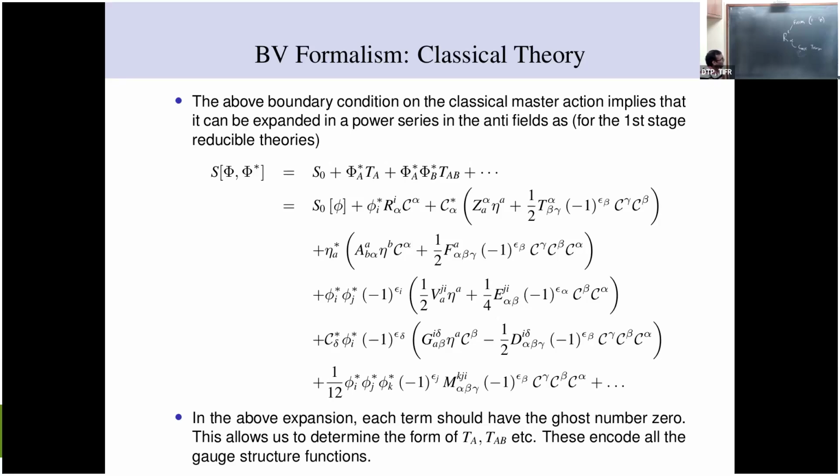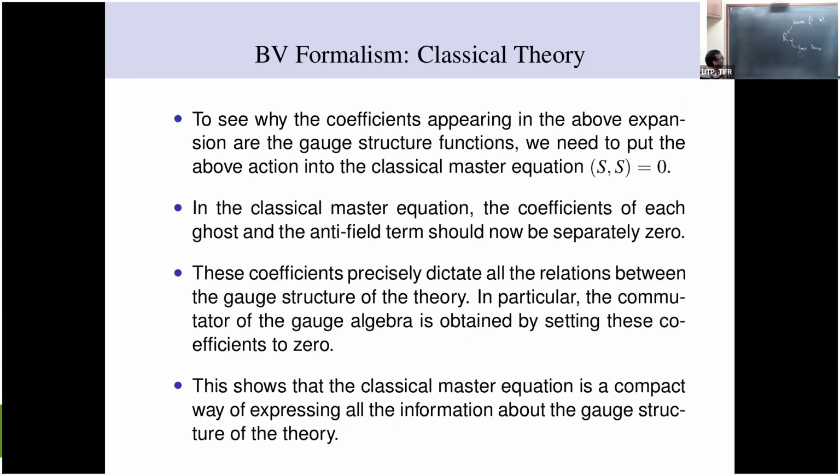Right now, all these constants are just some constants, but they will turn out to encode all the gauge information about the theory. They will turn out to have all the structure functions we introduced, F, A, B, M, T, E, and so on. You introduce all the series and you get some differential equations. So now what you do is put this expansion in the classical master action.